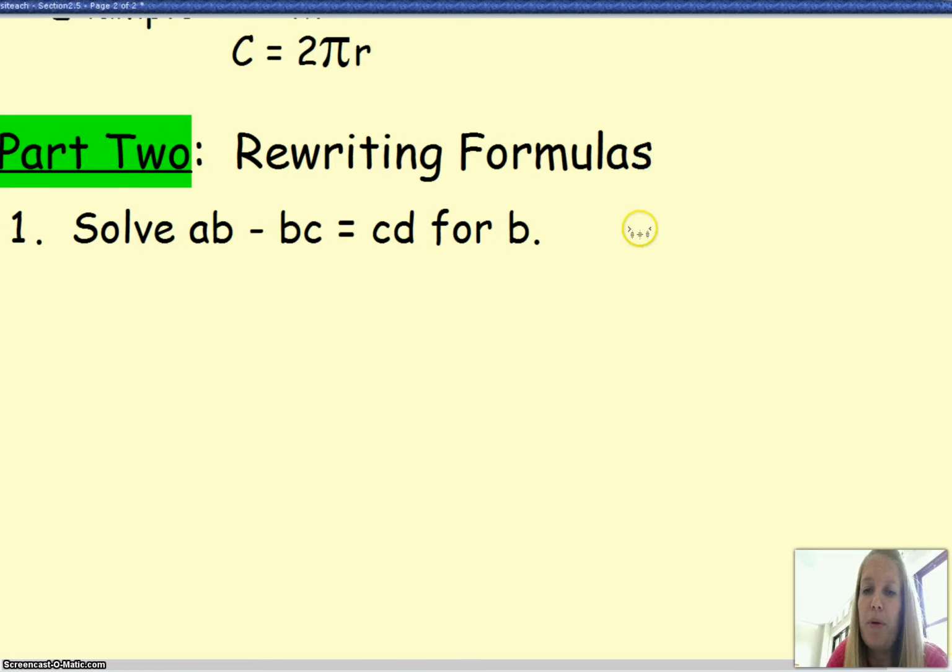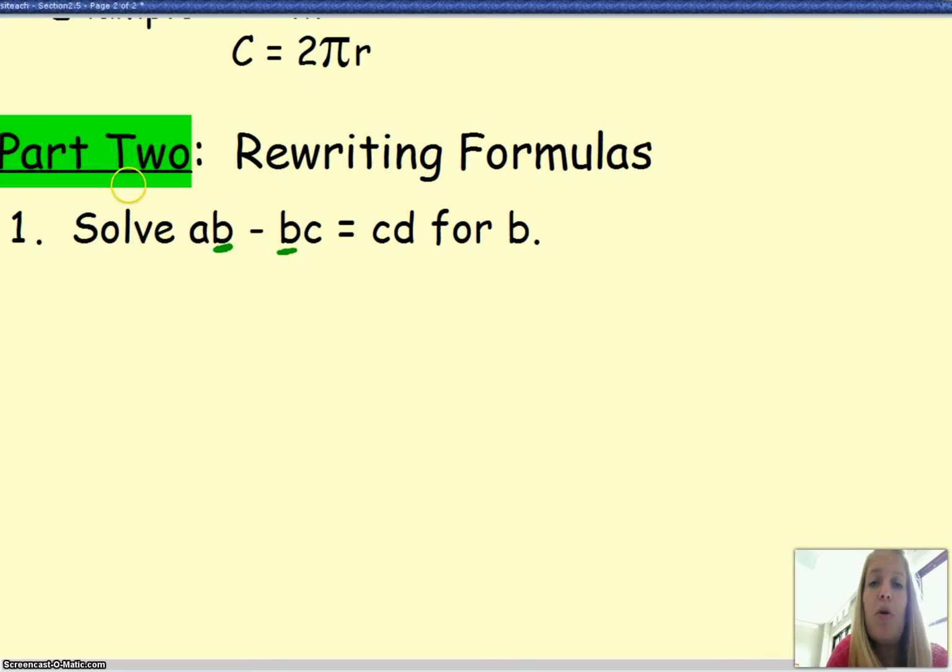So part 2, rewriting formulas. This is number 1 that we're going to work on. Solve this equation here for b. So I want b equals and all the other stuff on the other side. Looking at this equation, I see b right here and right here. So I have 2 b's in that problem. I need to get them together and have only 1.